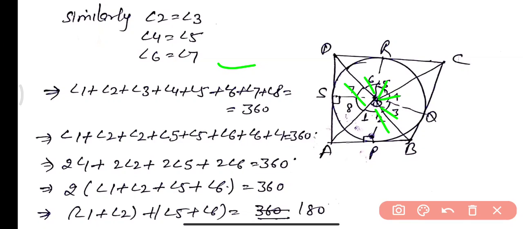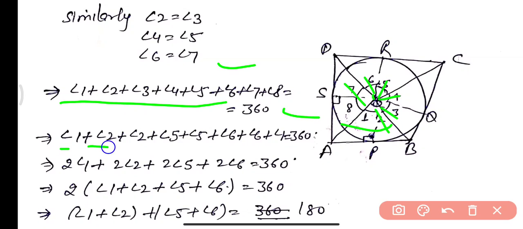So now adding all these angles, that is at a complete angle, or you can say at point O. So 1 plus 2 plus 3 plus 4 plus 5 plus 6 plus 7 plus 8 equals 360, as all the angles are at point O. So this is a complete angle. So now we need to prove that opposite sides, that is, we need to prove 1 plus 2 plus 5 plus 6 equals 180 degrees.